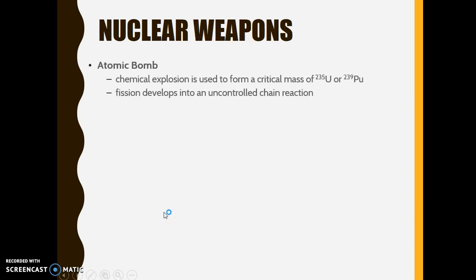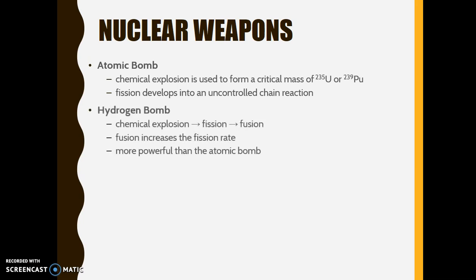Finally, nuclear weaponry. This is huge in our history. If you remember about Hiroshima and the atomic bomb, a chemical explosion is used to form a critical mass of uranium. Fission develops into an uncontrolled chain reaction. So that chain reaction, one of them starts, and then it just goes into all those other chain reactions like I showed you in the previous slides.